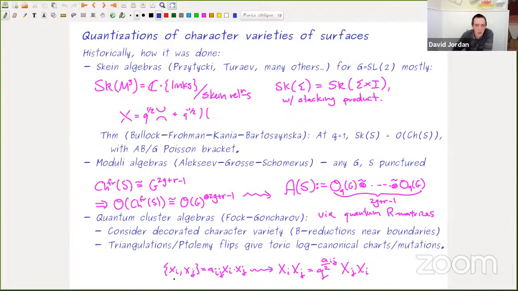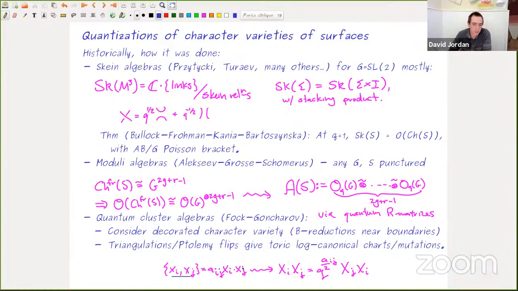And moreover, the cross relations are encoded in a Poisson bracket, and the Poisson bracket is just what I call toric log canonical, or what they call toric log canonical. So the Poisson bracket of x_i, x_j is quadratic, and it's just a certain multiple of x_i times x_j.